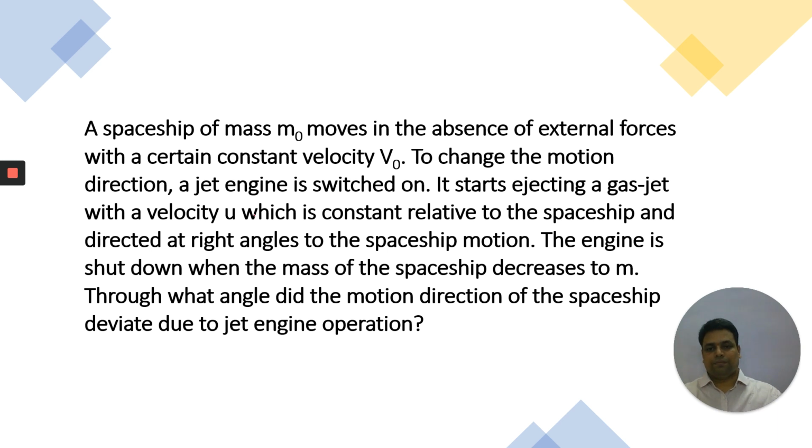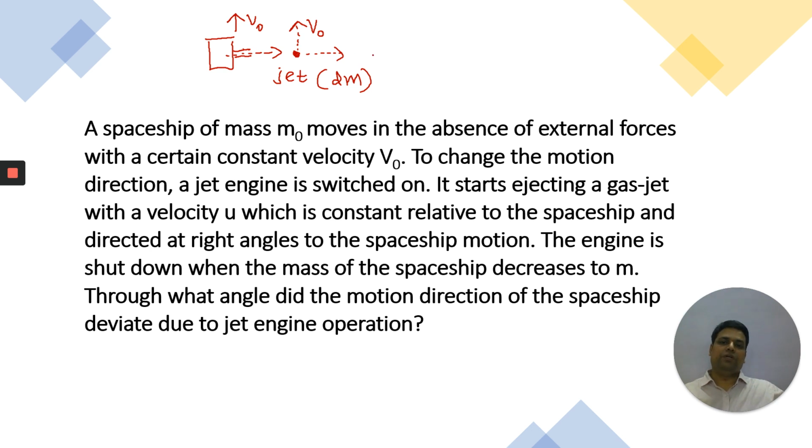Very interesting. You got that spaceship. It has a provision so that it can eject the gases. Actually, the spaceship is going with V naught. So the jet ejected, let's say it has some dm. This ejected jet has V naught as a speed, and it is having some speed u relative to the spaceship.